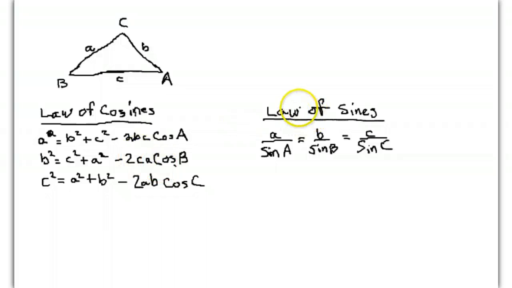And then the law of sines formula is 3 different formulas, but you're only using 2 at a time. They got them all 3 equal to each other, but you really only use 2 at a time. They say little a over sine big A, that's the same as little b over sine big B, which is the same as little c over sine big C.